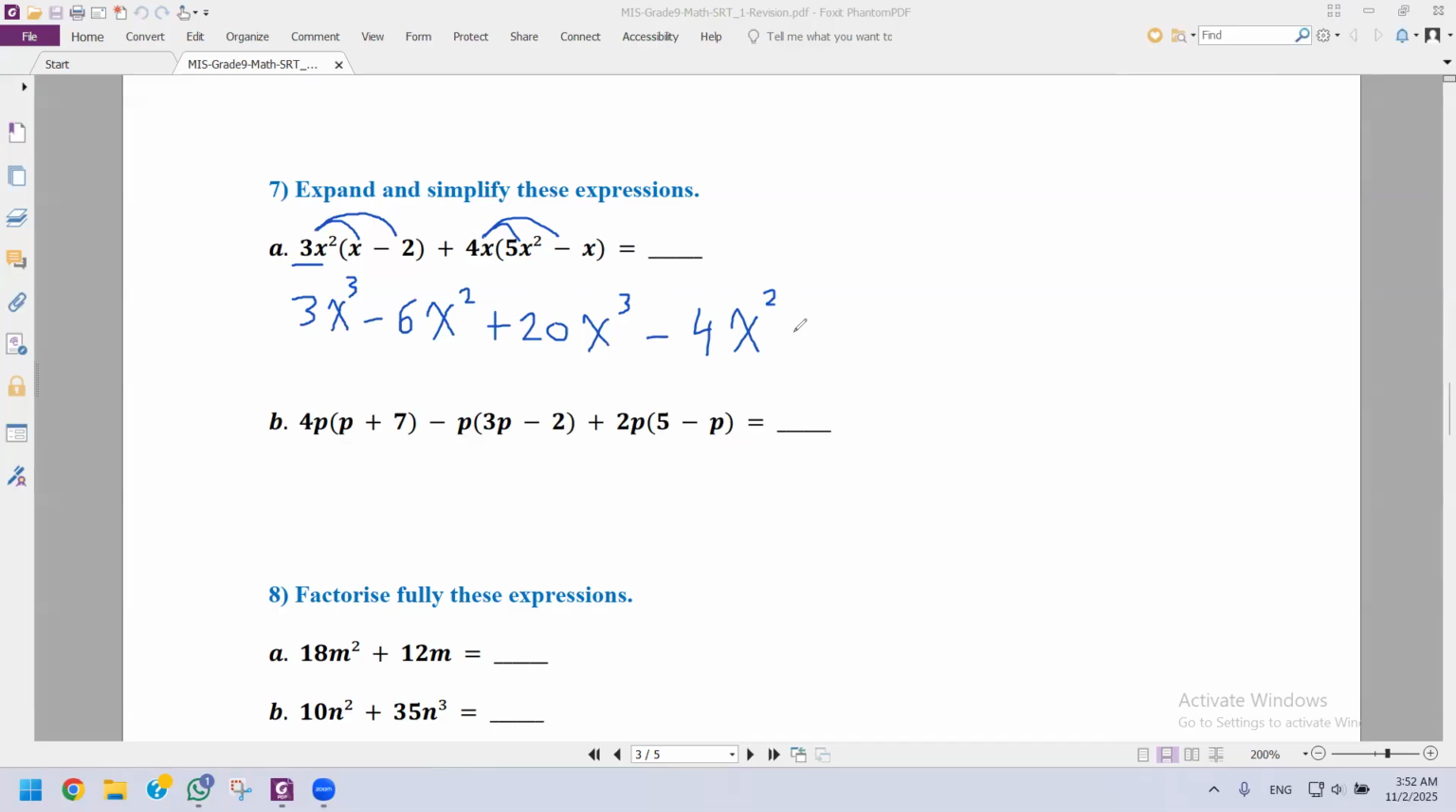and expanding. What do I have to do? Simplify. So I check which ones are similar. Here x cubed and here x cubed. So I simplify these together. 3x cubed plus 20x cubed. It's 23x cubed.